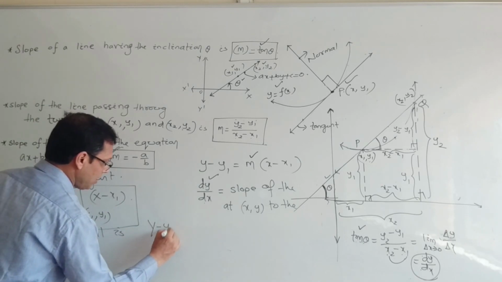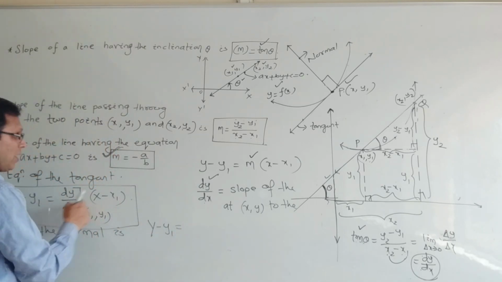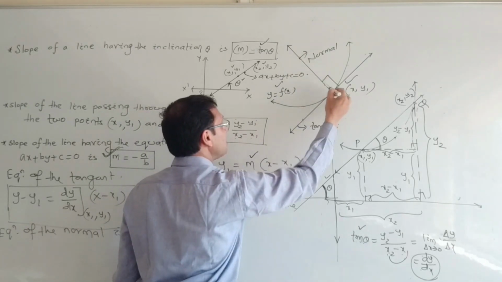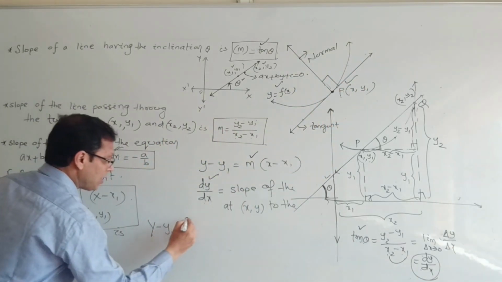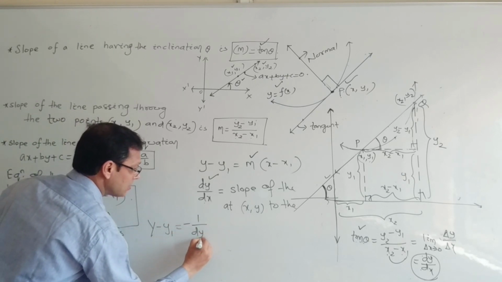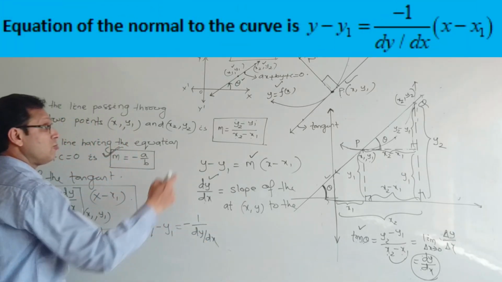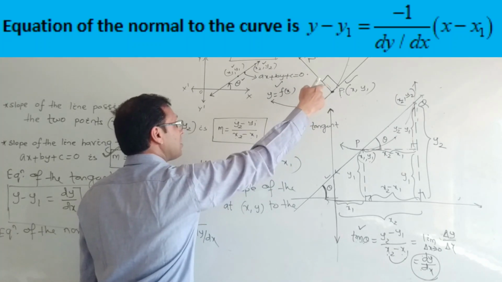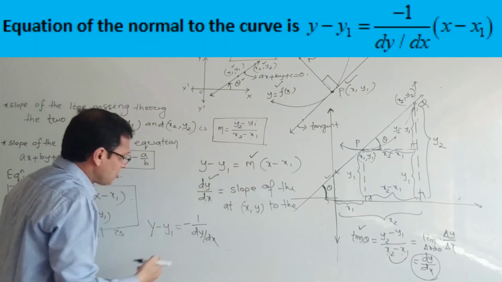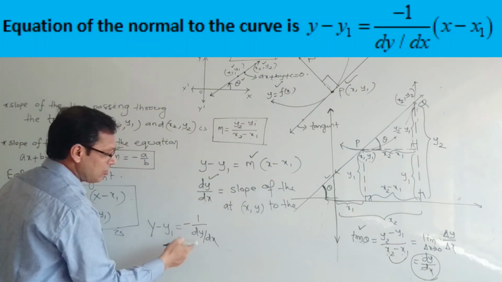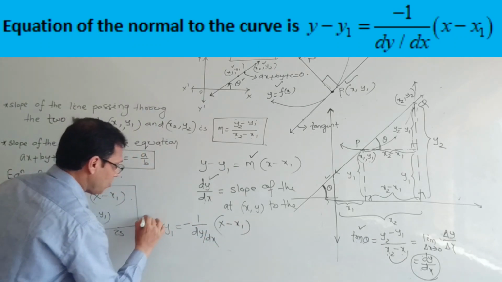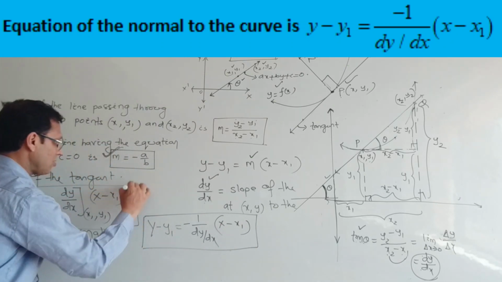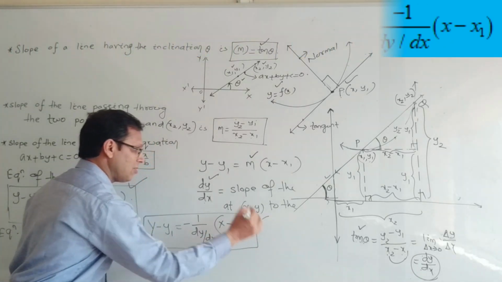also y minus y1 is equal to, since the normal is perpendicular to the tangent, the slope of the normal is minus 1 by dy by dx. Since when two lines are perpendicular, the product of their slopes is equal to minus 1. So minus 1 by dy by dx into x minus x1. So these are the formulas to find the equation of the tangent and the equation of the normal.